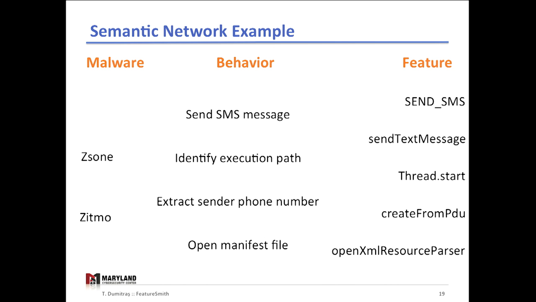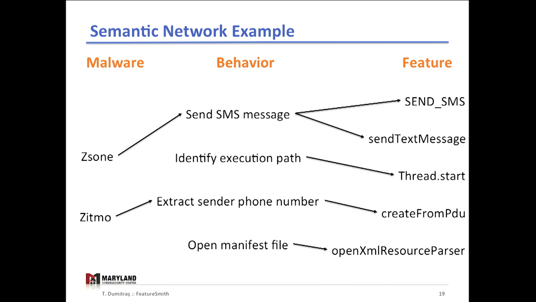So this is an example. It's a fragment of our actual semantic network. So you can see we have the malware, the behavior, and feature nodes. We also have links between them. And note that some of the feature nodes cannot be reached from the malware nodes on this network. Right? So this suggests that they are likely to be not that relevant to malware detection.